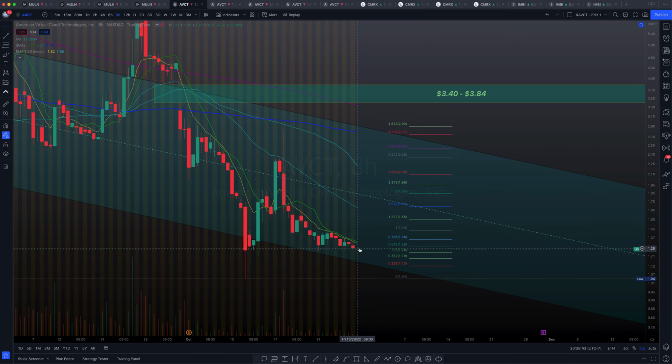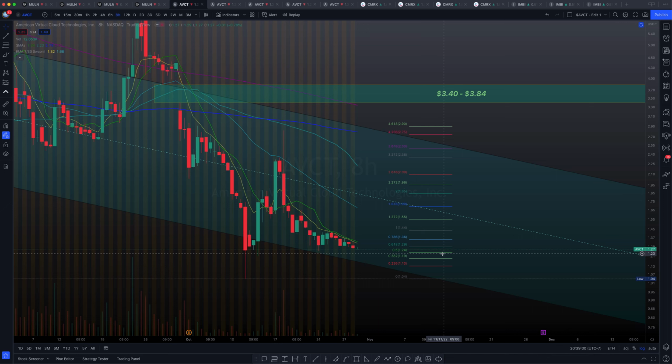We are currently trading within the golden pocket, which is in between the 0.618 and the 0.382 Fibonacci ratio, right in between this area right here, which is a good thing. Usually psychology tends to take us into that zone for trading.